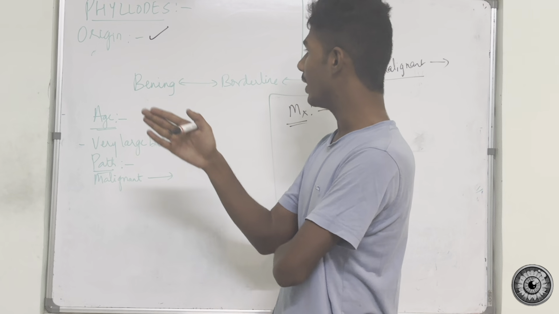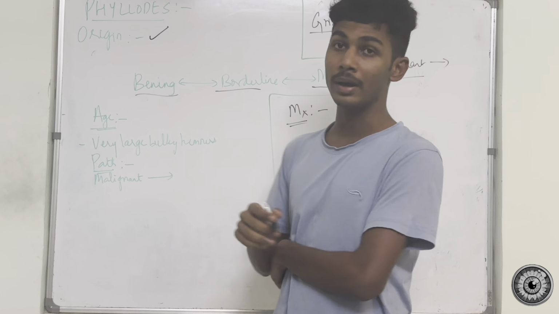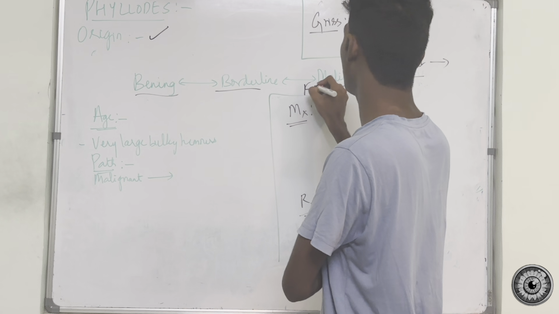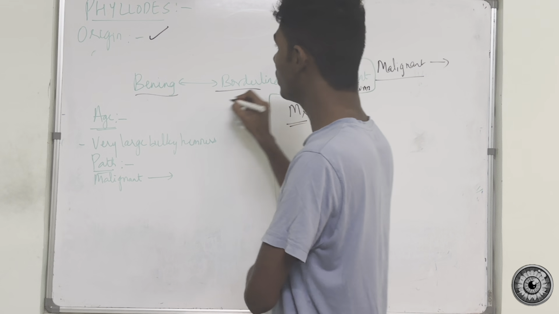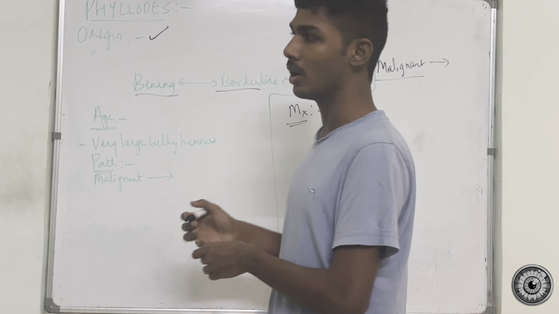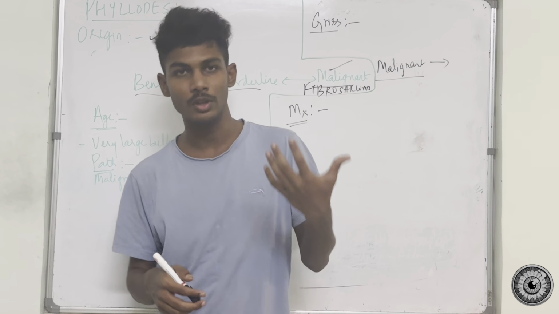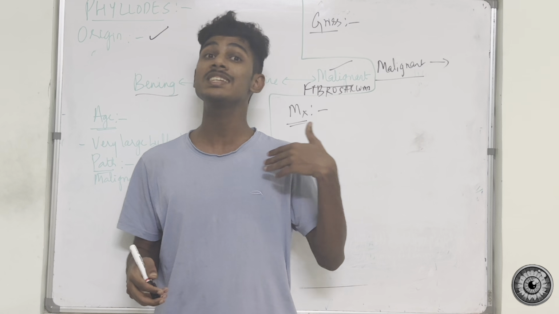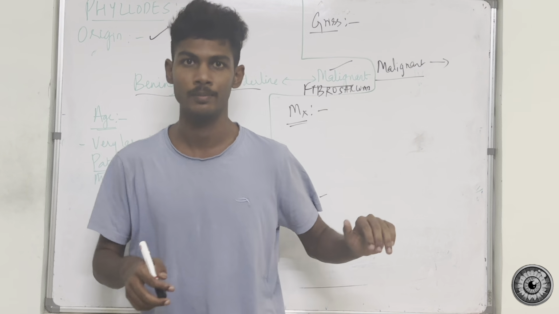So the fibrous component will be very high in phyllodes. I can divide it as benign, borderline and malignant. Malignant I can also call as fibrosarcoma. Benign is the most common, but malignant I can call as fibrosarcoma. If you have a patient where the tumor is replacing the entire breast, suspect a phyllodes tumor. Is it clear?